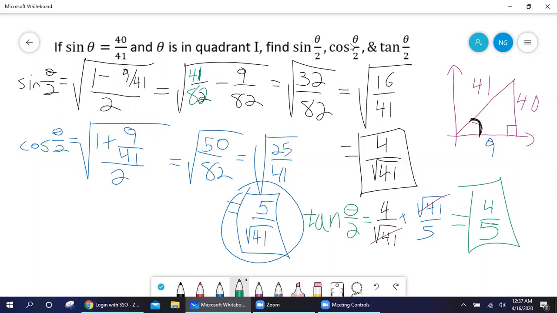4/5 for the tangent. Okay, your quiz will look similar to this. A few more problems on it, but similar to stuff you've seen on this and your homework.